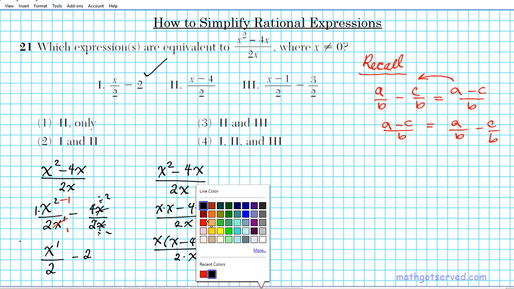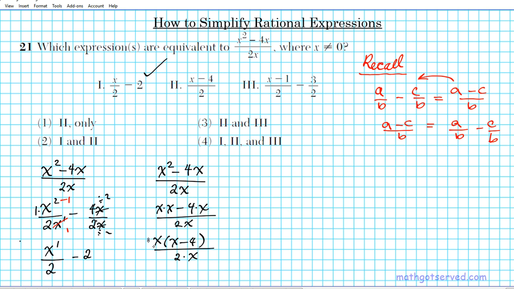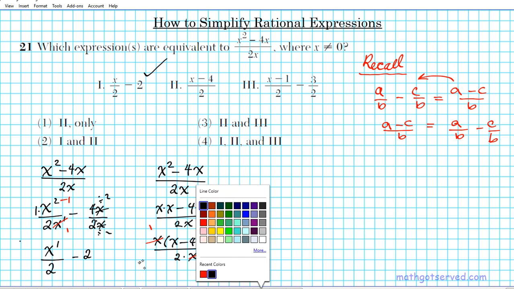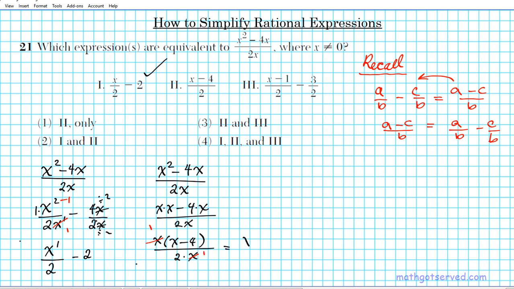Now we can reduce. If we reduce, what do we get? x goes here once, x goes here once, and your final answer is x minus 4 over 2. That's the reduced form when we factor and reduce. That is equivalent to this one right here, option 2. So option 1 and 2 are equivalent.